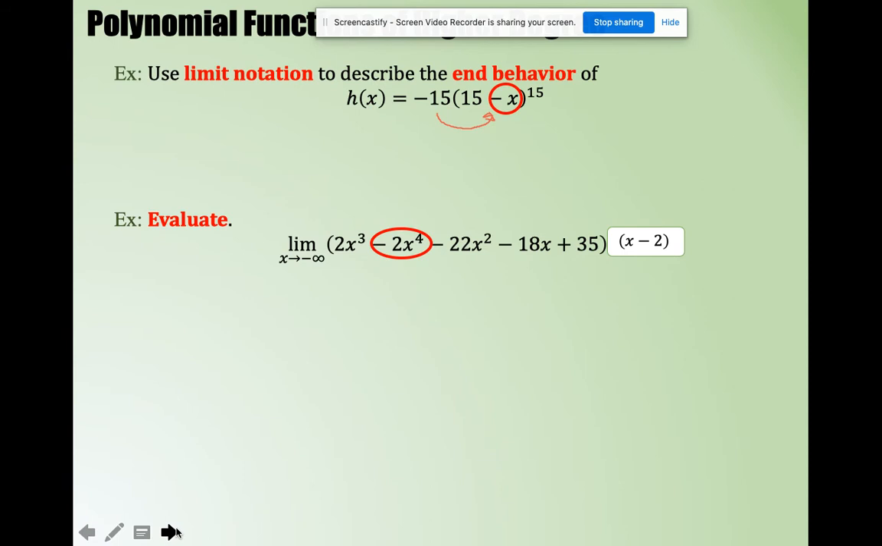Look at the second problem. What if I had said, evaluate this limit, and I gave you a factored form. Is this entire expression now a 4th degree? Is that my highest degree anymore? No, it's not, because eventually I'm going to multiply negative 2x to the 4th times what? Another x to the 1st. So now my highest degree is 5, which is odd.